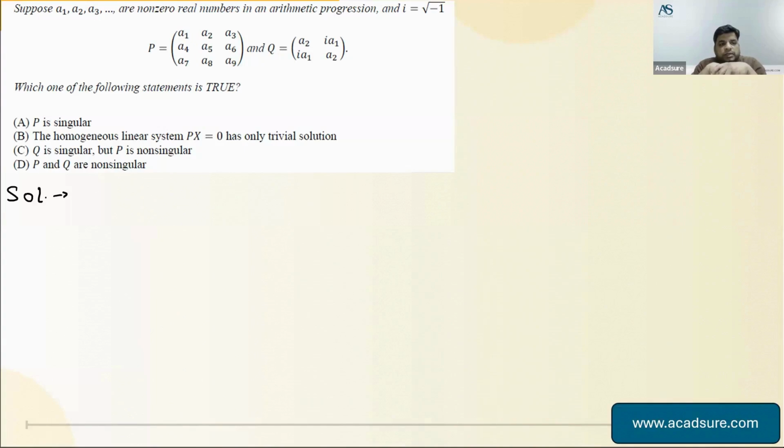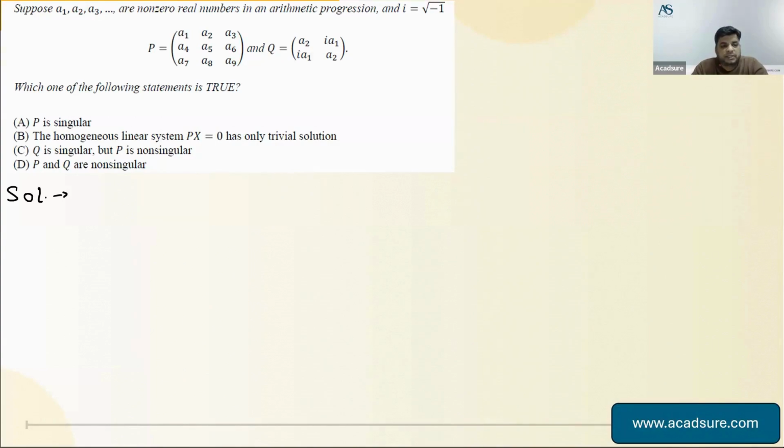Suppose A1, A2, A3 and so on are non-zero real numbers in an arithmetic progression, and iota is equal to root of -1, and there are two matrices given, P and Q. P is A1, A2, A3, A4, A5, A6, A7, A8, A9. They all are in arithmetic progression, and Q being A2, iota A1, iota A1, A2. Which one of the following statements is true?